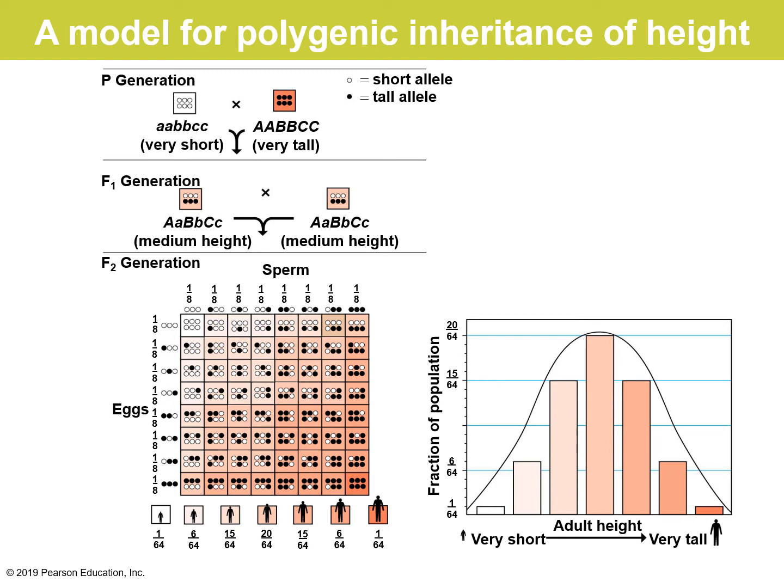While an individual who has all lowercase letters, a, a, b, b, c, c, would be really short. And a heterozygous individual with uppercase A, lowercase a, uppercase B, lowercase b, uppercase C, lowercase c, would be of intermediate height, in between these two.